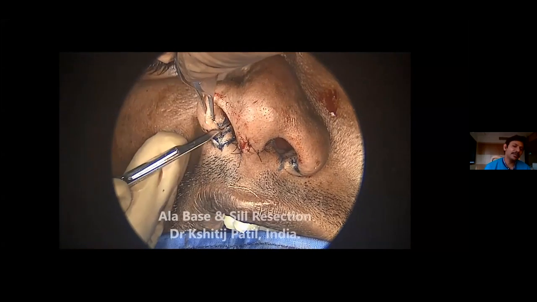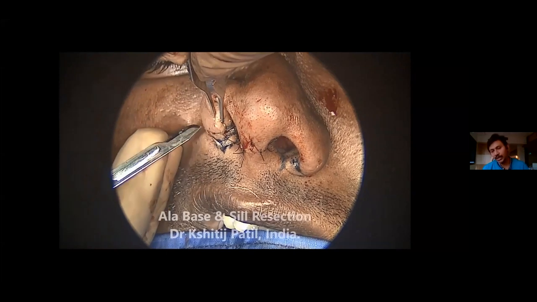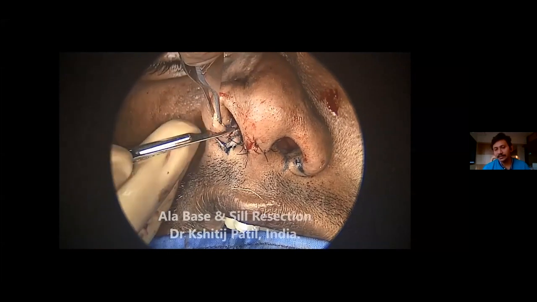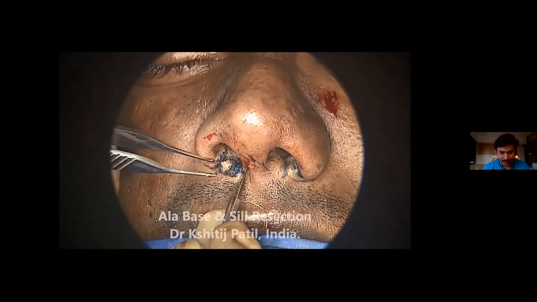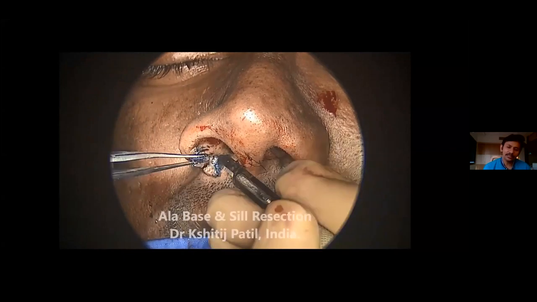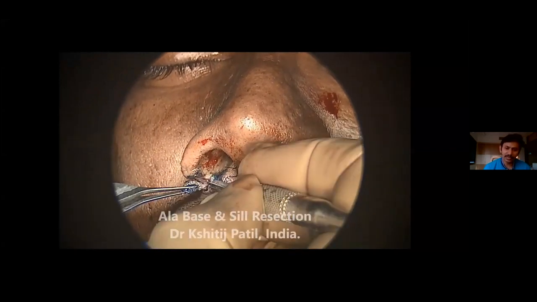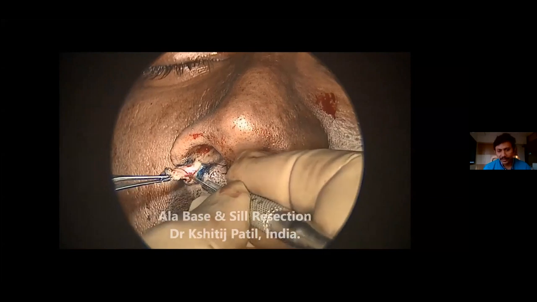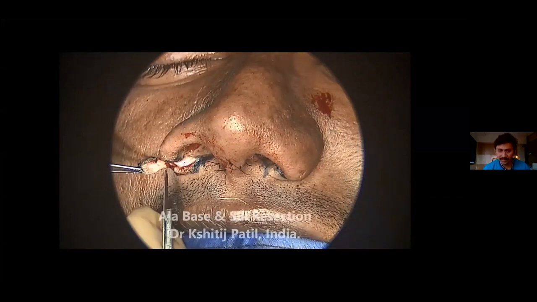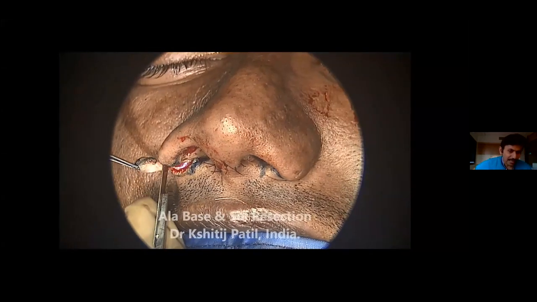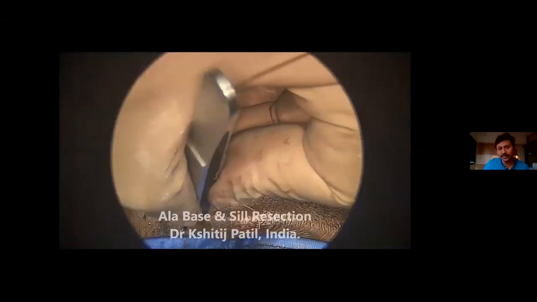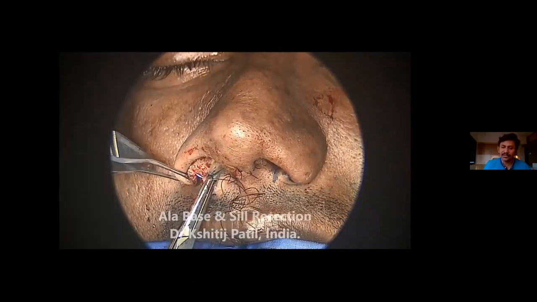Whenever you are doing an ala base resection, you have to be careful that your incision should never be in the ala crease, because it is said that only gods create the creases and surgeons can only destroy them. So better not to destroy the creases created by God. We generally take an incision about 1 millimeter above the ala crease so that the crease is not destroyed. And then up to 4 or 5 millimeters resection can be done.